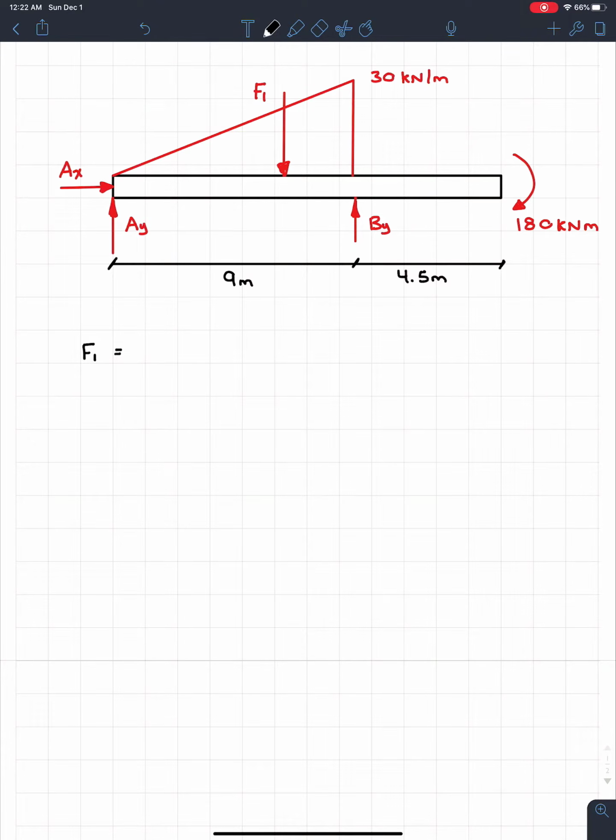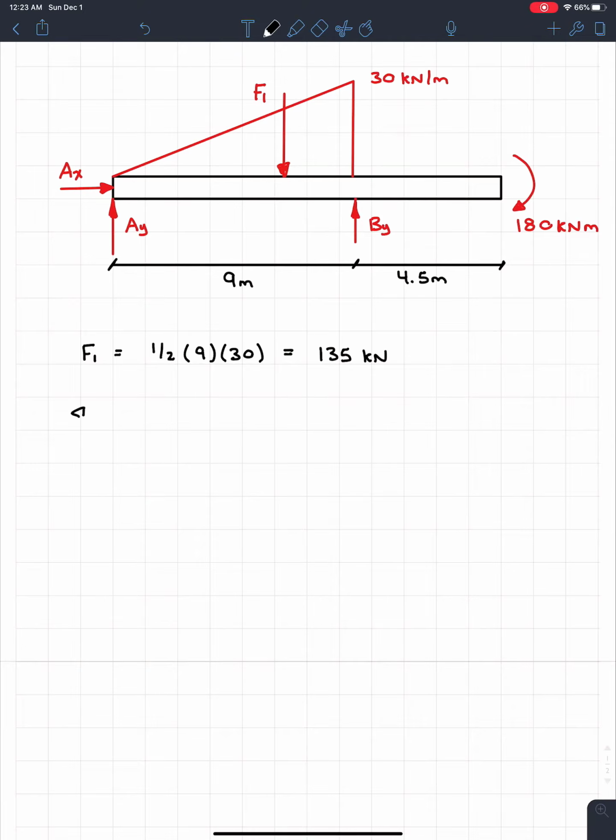To find F1, we're just going to take the area of the distributed load. Since it's a triangle, it's going to be 1/2 times the base. The base is 9, and then times the height, which is 30. You throw all this into your calculator, you're going to get 135. And since it's a force, it's going to have units of kilonewtons. All right, perfect, that's not bad. Now we can use equilibrium to start to solve for the rest of our support conditions.